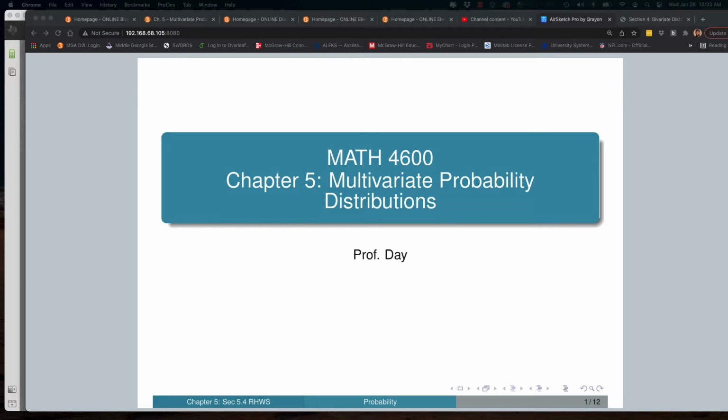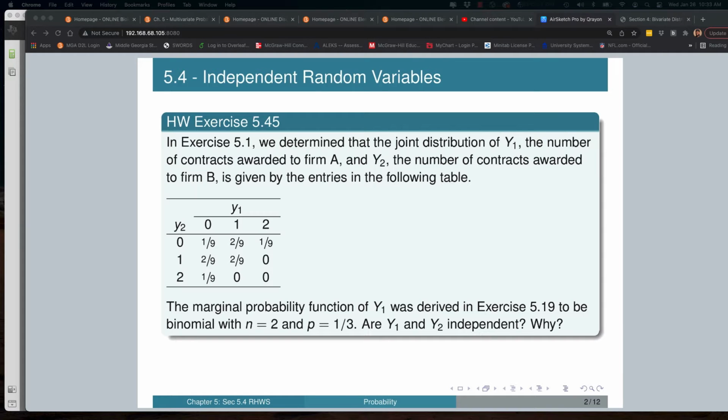So let's get going here with the first exercise, which was exercise 5.45. Back in exercise 5.1, it was determined that the joint distribution of y sub 1, the number of contracts awarded to firm A, and y sub 2, the number of contracts awarded to firm B, is given by the entries in the following table. So we've got our probability table already set up, which is nice.